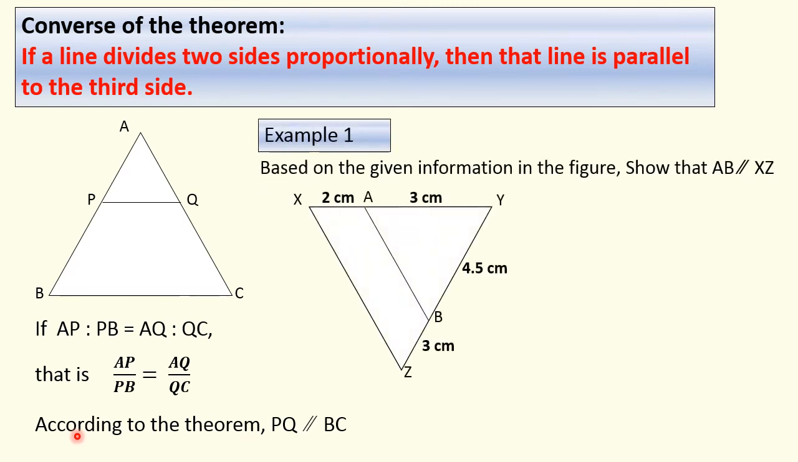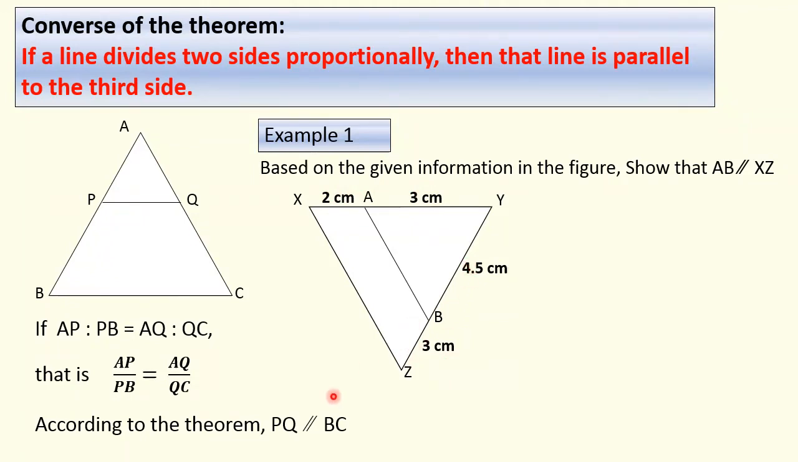Based on the information in the figure, show that AB is parallel to XZ. So we need to prove that this line AB is parallel to XZ. Actually, we need to prove the converse of the theorem here. To prove the converse theorem, that means the lines are parallel, we should consider the lengths of the divisions of the sides. Here 2, here 3, here 3, here 4.5.